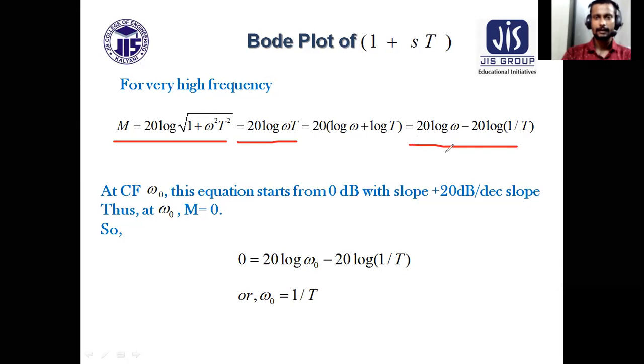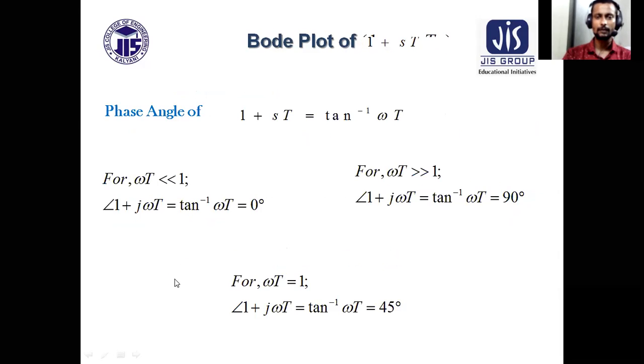Now here, from this equation, initially slope was 0, then at corner frequency the slope starts changing to 20 dB per decade slope. Now at this corner frequency, this equation should be 0. That is why it is written at omega 0, this equation should be equal to 0. So 0 equals to this would give us omega naught equals to 1 by t, which is the corner frequency for this term as well. So in both the cases, corner frequency is same, that is 1 by t.